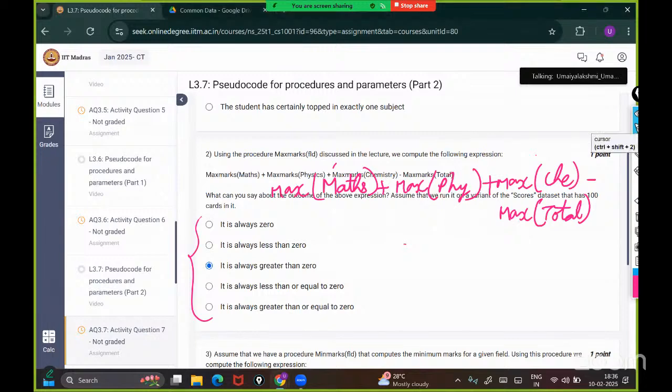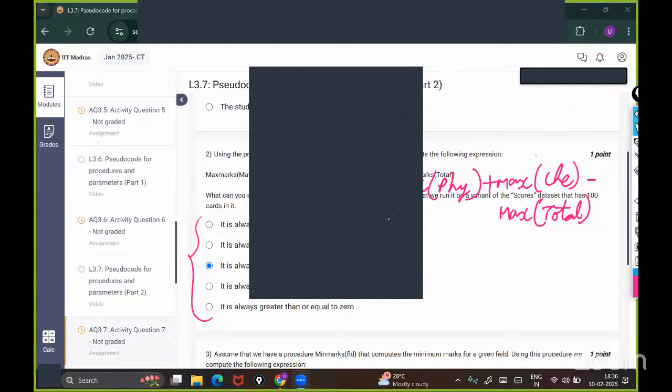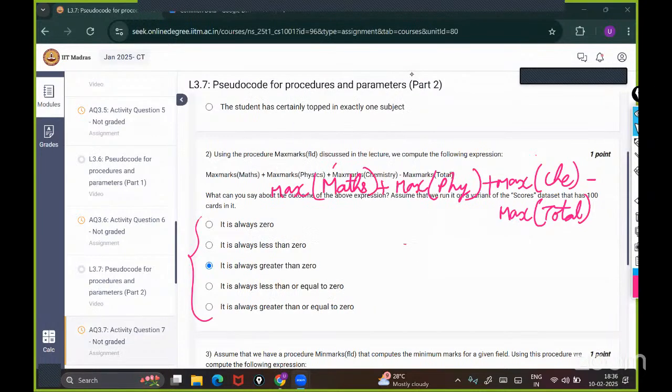Then we have to check with all the possibilities, right? Mukesh, it's not an issue, but please mute yourself. That's better.